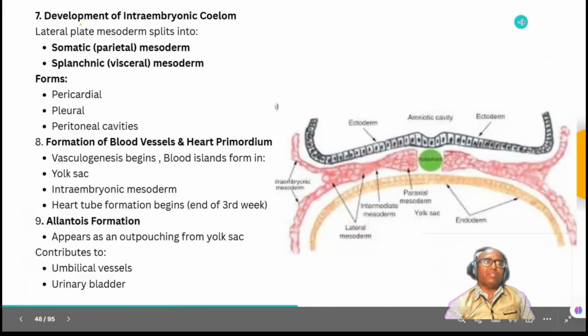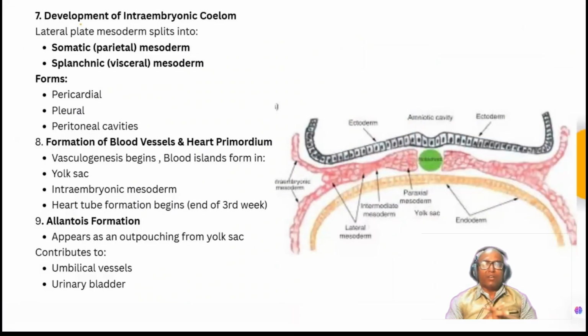Okay. Now, next is the development of the intraembryonic coelom. Up till now, what we have seen is the extraembryonic mesoderm and the extraembryonic coelom. That is different. Now we are talking about the embryo. So in the embryo, there is a development of the intraembryonic coelom. The lateral plate mesoderm splits into two: the somatic or parietal mesoderm and the splanchnic or visceral mesoderm.